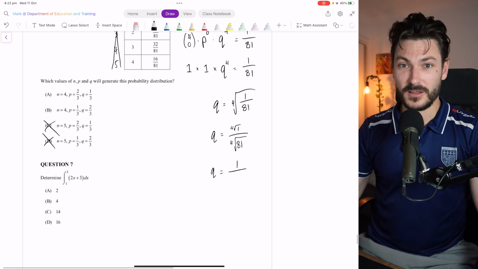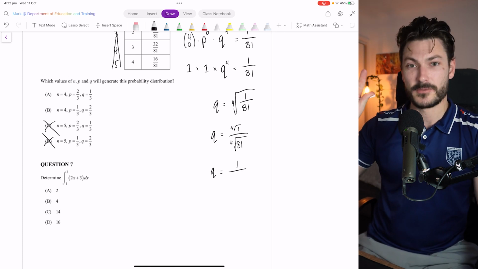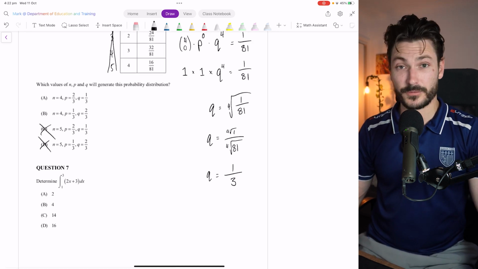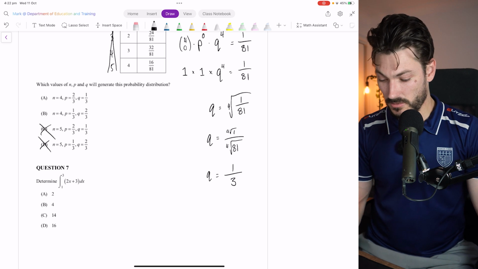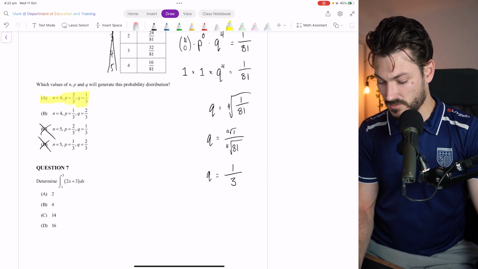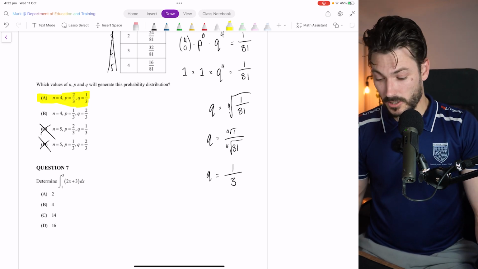But we may as well go ahead and show that if you times 3 by itself 4 times, so 3, 9, 27, 81, you are going to get the fourth root of 81. So 1 over 3 is Q, so now I'm going to highlight A. But notice I could have stopped as soon as I got that numerator of 1. But happy with that. Hopefully that made sense.